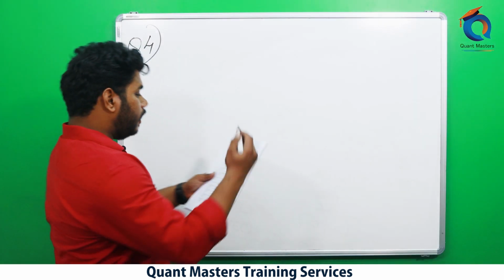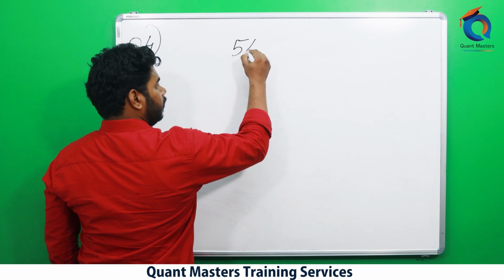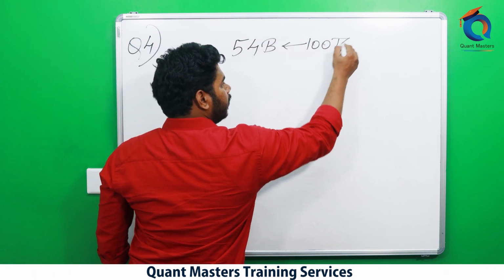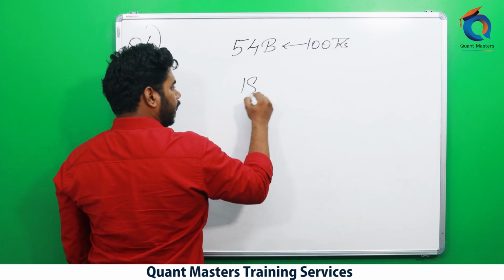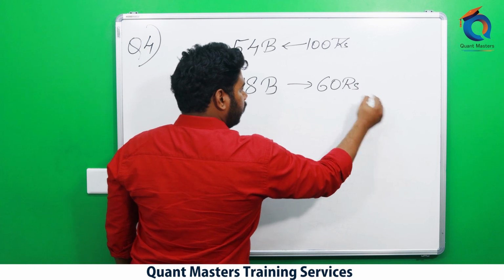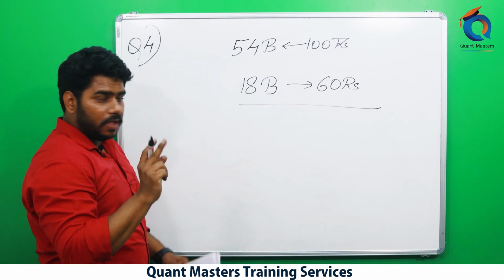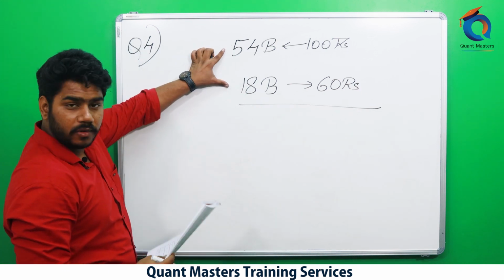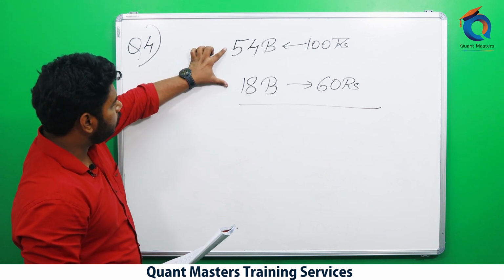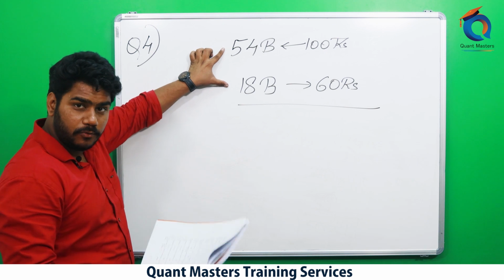Look at the question. He is buying how many books? He is buying 54 books at how much? 100 rupees. And he is selling how many books? He is selling 18 books at how much? 60 rupees. Like the previous sum, what did I tell you? We have to make the number of books equal. So find the LCM of 54 and 18. Can I say the LCM of 54 and 18 is 54 itself?